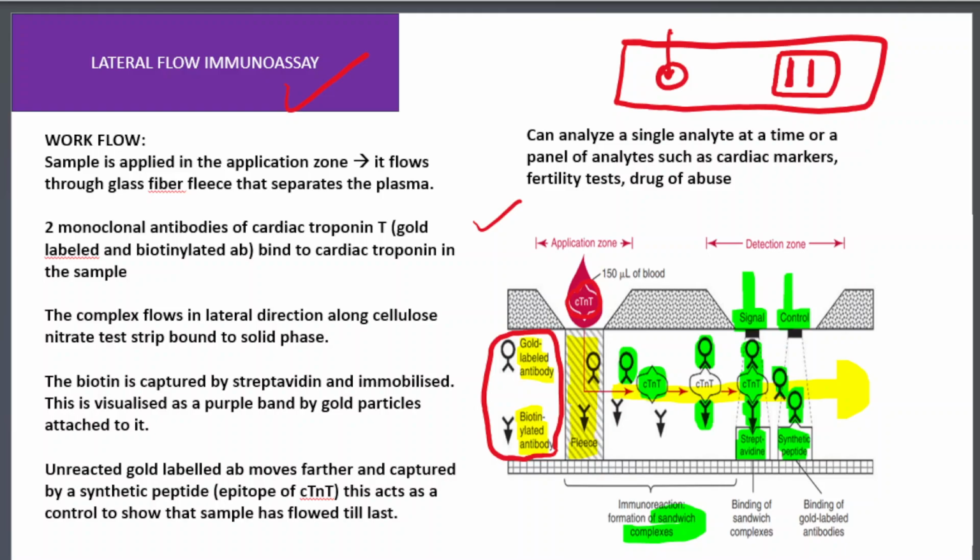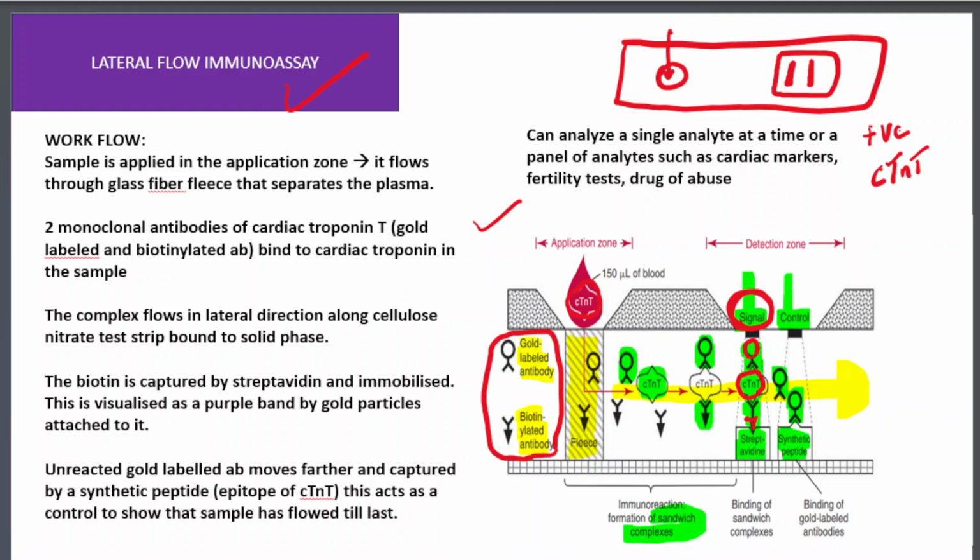If you have only the control line, then it means that the sample is negative for cardiac troponin T. If you have the test line also, if you have two lines, only then it means the signal is developed because of the sandwich complex formed by the cardiac troponin T and the monoclonal antibodies. So if you get two lines, then the test is positive. The sample is positive for cardiac troponin T. If you get only a single control line, then it means that it is negative. So this is how you read this strip. So this is a POCT, is it not?